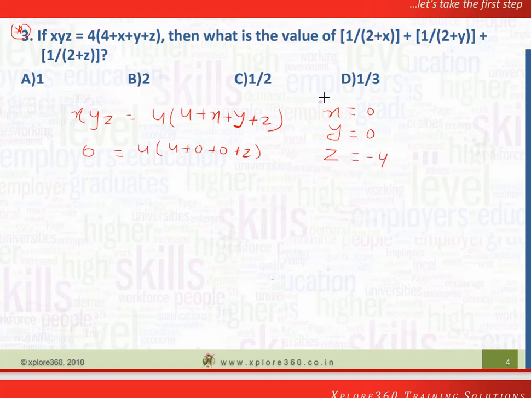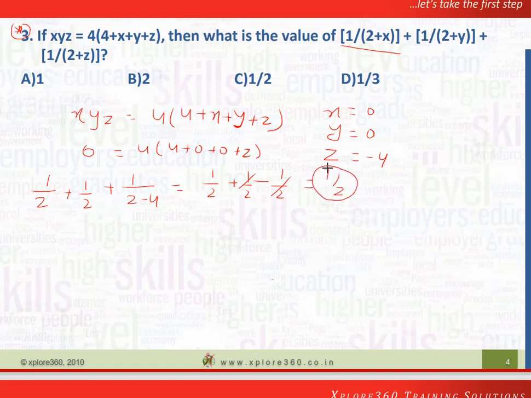Okay, so now I am going to put the value of x, y and z in this particular expression. So it is going to be 1 by 2 plus 1 by 2 plus 1 by (2 minus 4), which equals 1 by 2 plus 1 by 2 minus 1 by 2. कट गया भाई, बचा क्या? 1 by 2. So 1 by 2 is the answer.